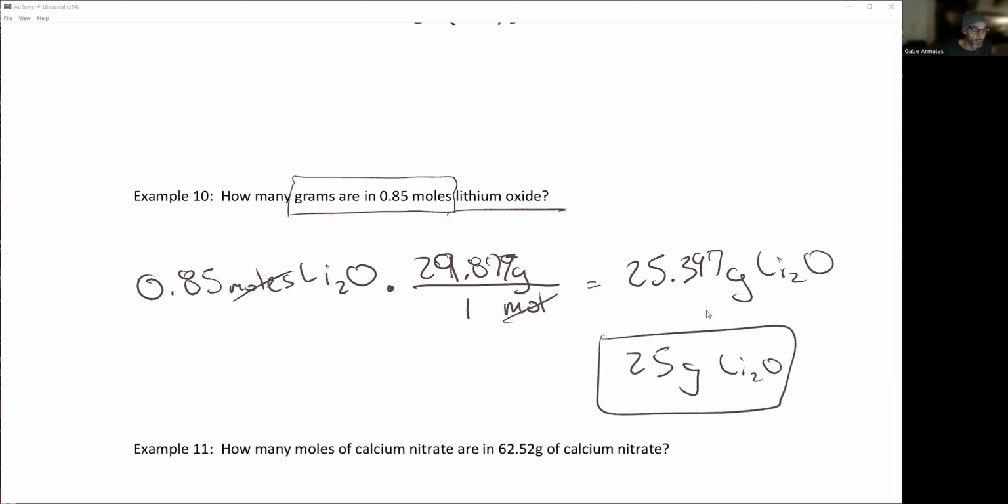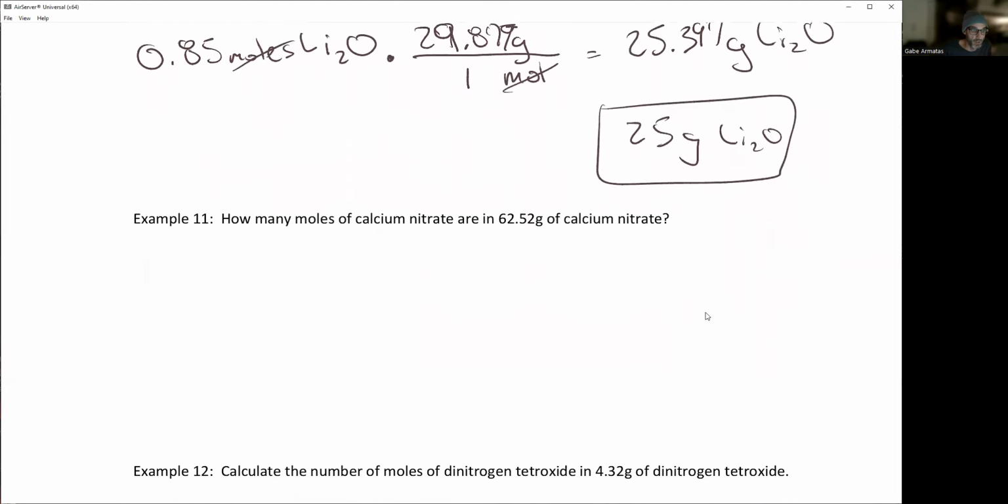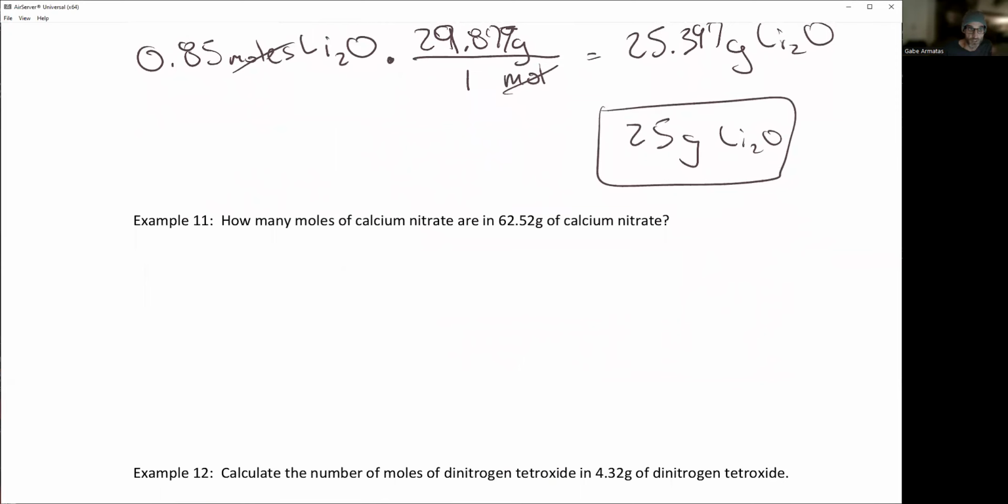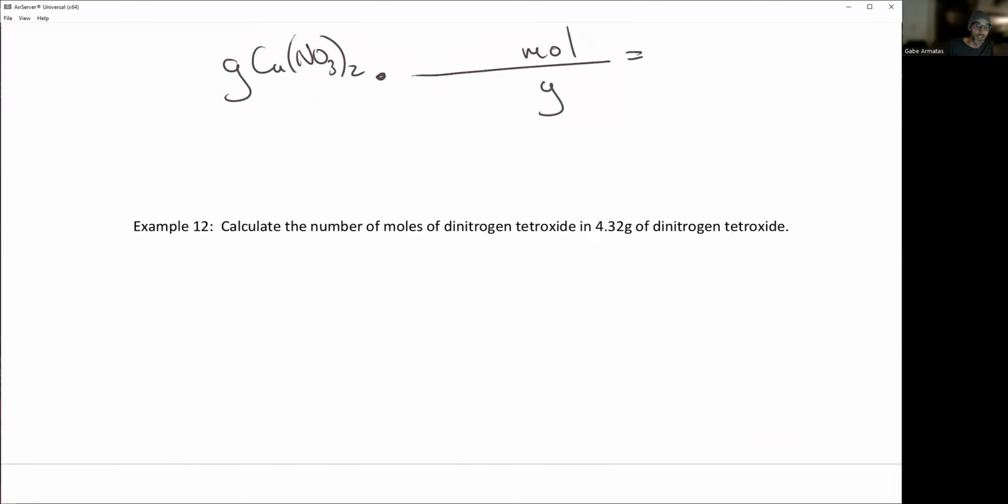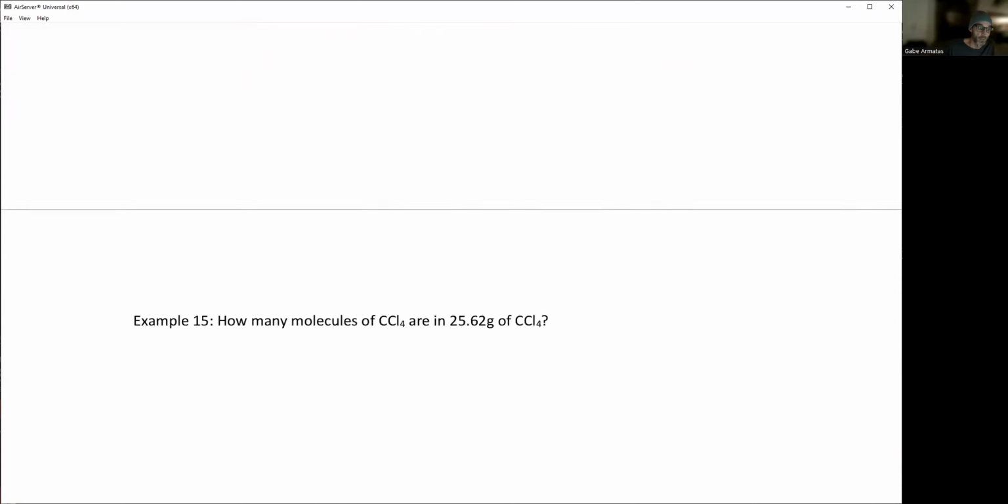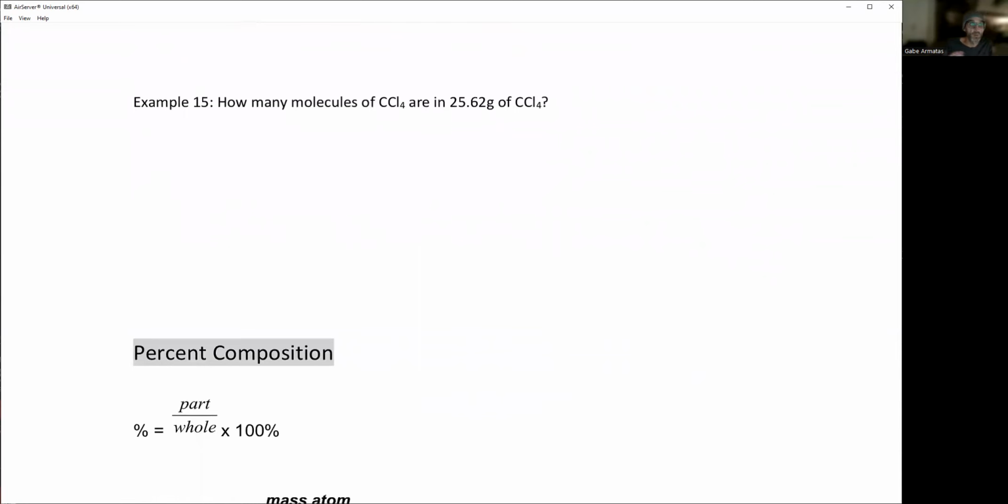Okay. So you've already done calcium nitrate above. So how many moles are in 62.52 grams of calcium nitrate? Again, set your units up, grams. I'm going to set it up so grams cancels and moles on the bottom. What goes in both of those, right? Same thing here. Calculate the number of moles in 4.32 grams. So we're going from grams to moles. Same exact setup as the one above us. Okay. All right.